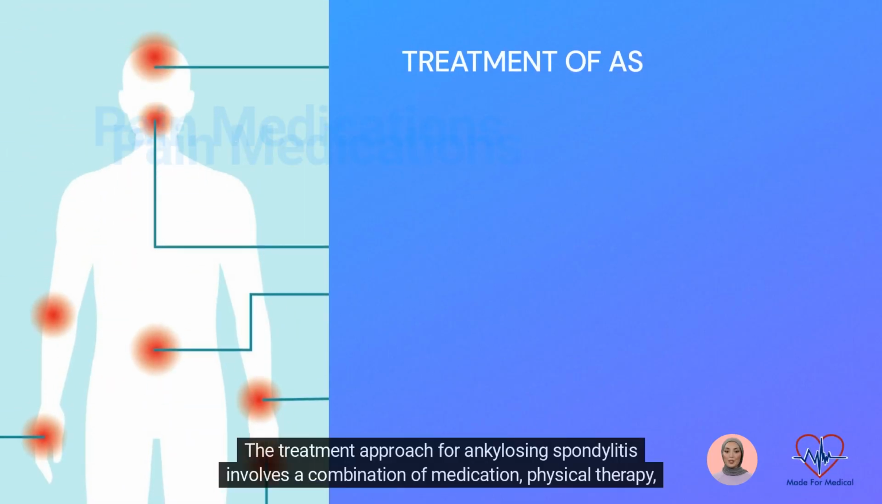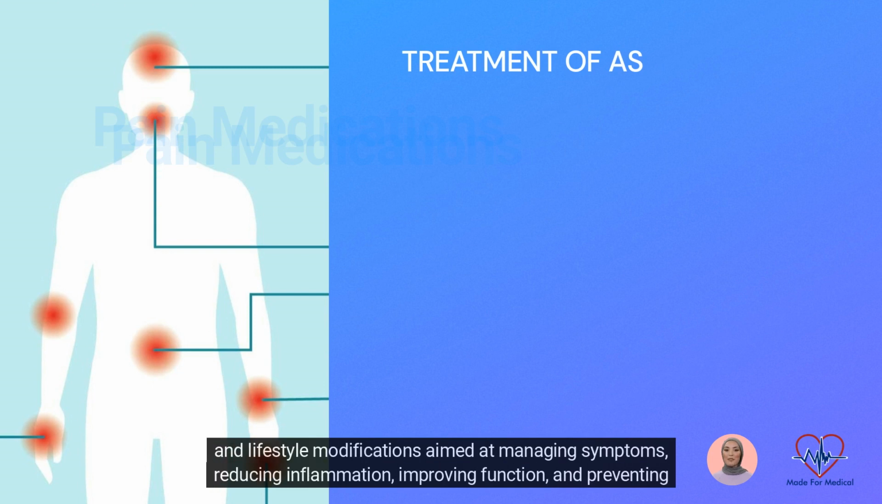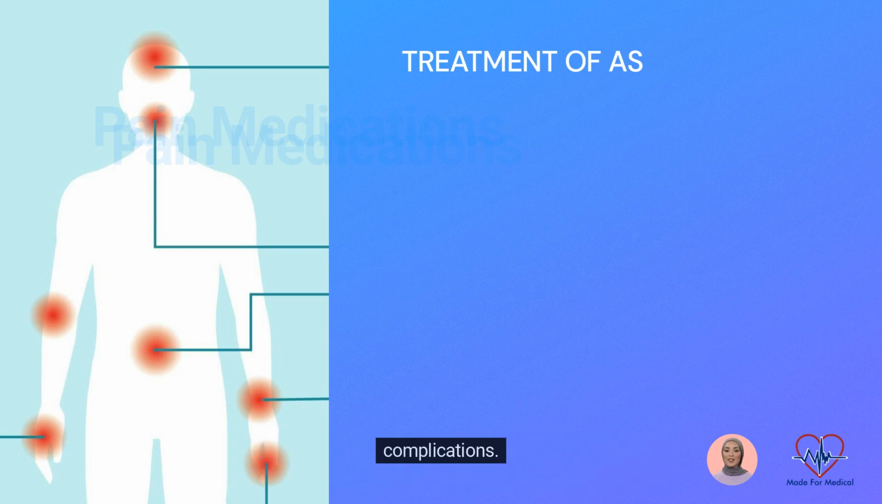The treatment approach for ankylosing spondylitis involves a combination of medication, physical therapy, and lifestyle modifications aimed at managing symptoms, reducing inflammation, improving function, and preventing complications.